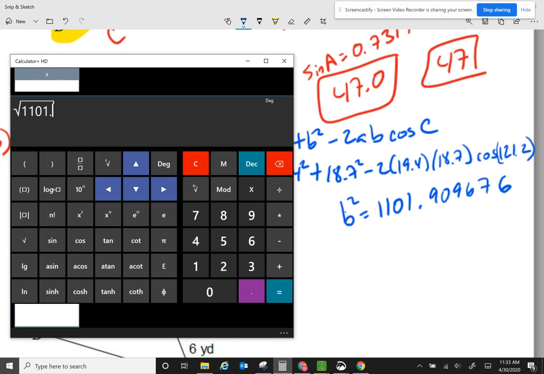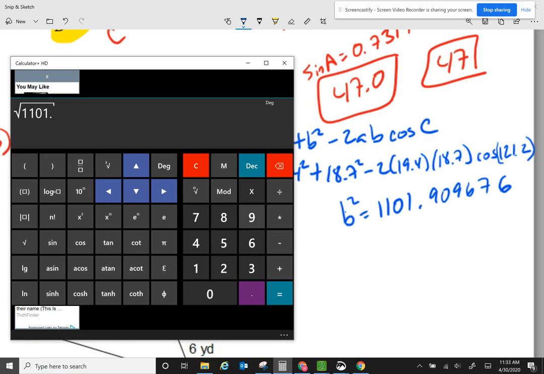The calculator just froze. So 909676 equals, so B equals 33.2. Right, I'm running it to 1 decimal place. So I have 33.2.